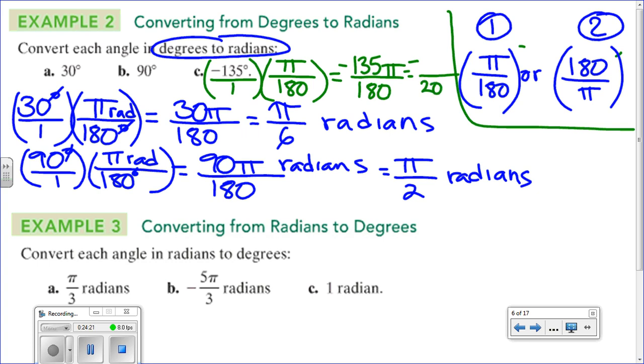That would be 15. And then we can divide by 5, so that will be negative 3 pi over 4. If you notice, it's still negative. Negative, yes. Okay, so let's go to your break, and then when you guys come back, you're gonna convert the other way.